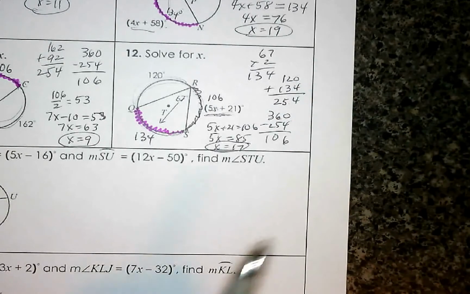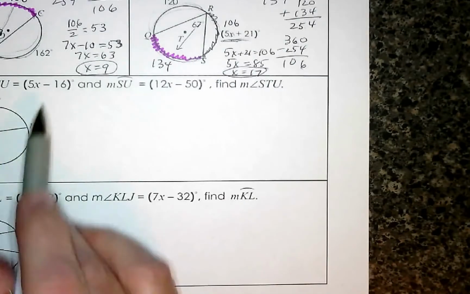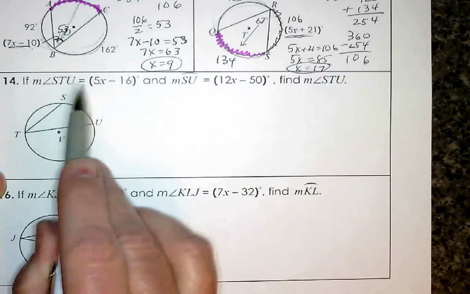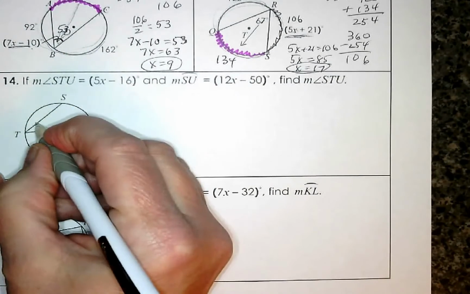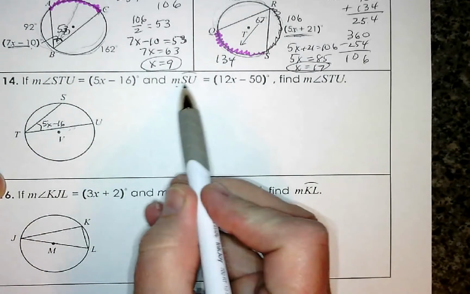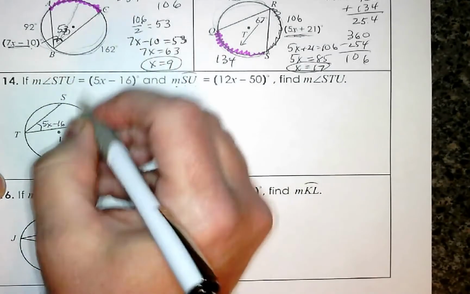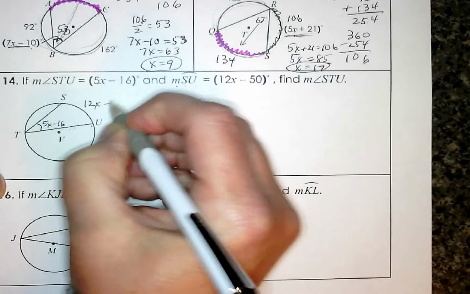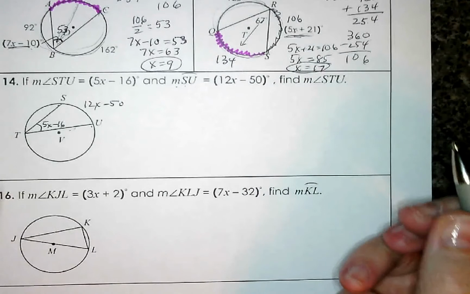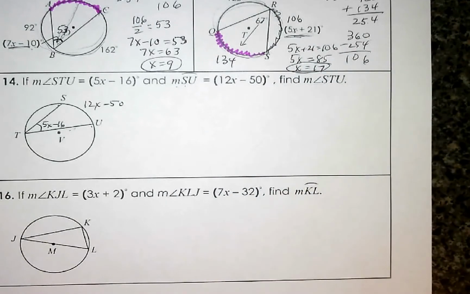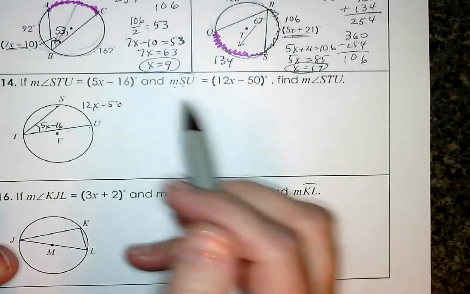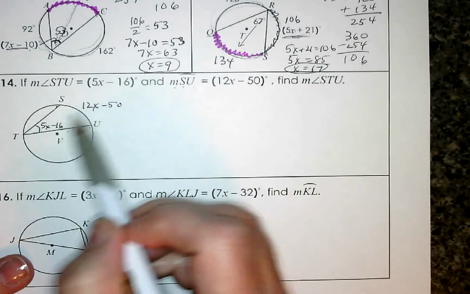All right, let's get these last two in here. They give us some information, so I'm going to put that on my picture here. Angle STU, this angle right here, is 5X minus 16. Arc SU, from here to here, is 12X minus 50. Now, what is the relationship between these two? I don't have any numbers yet, but there's a relationship between them.